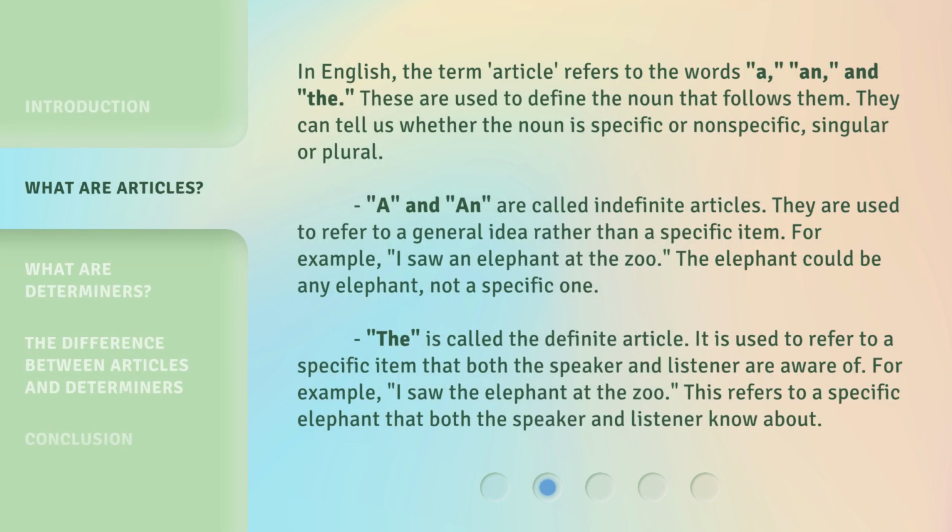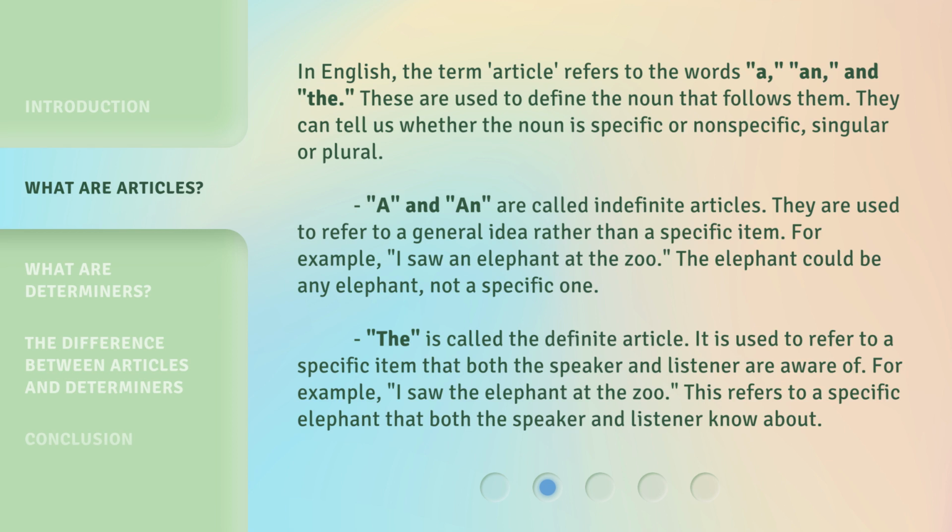In English, the term article refers to the words a, an, and the. These are used to define the noun that follows them. They can tell us whether the noun is specific or non-specific, singular or plural. A and an are called indefinite articles. They are used to refer to a general idea rather than a specific item.